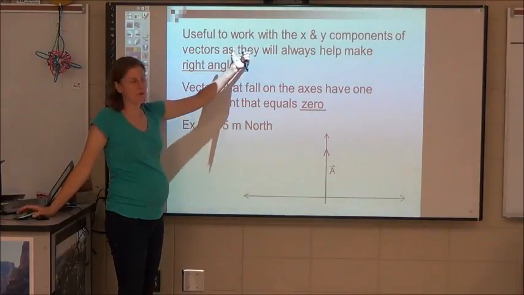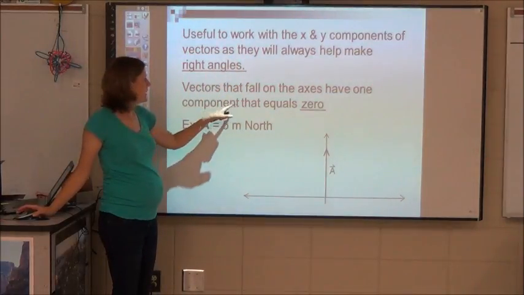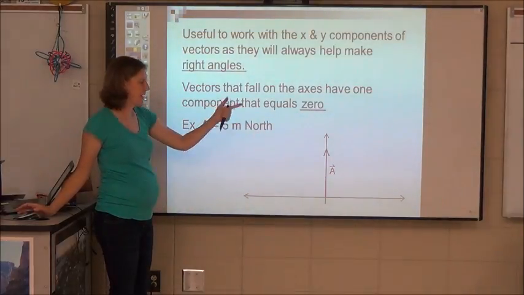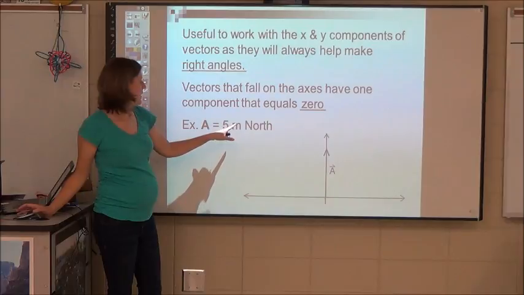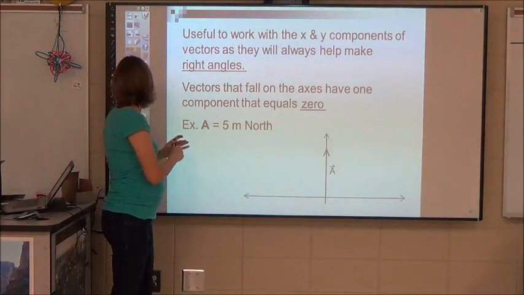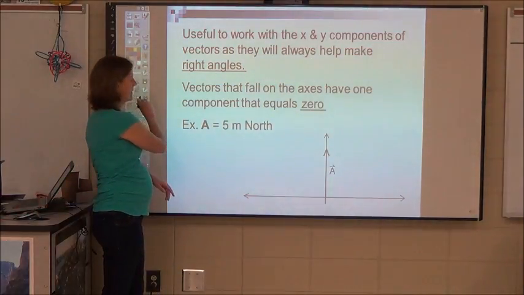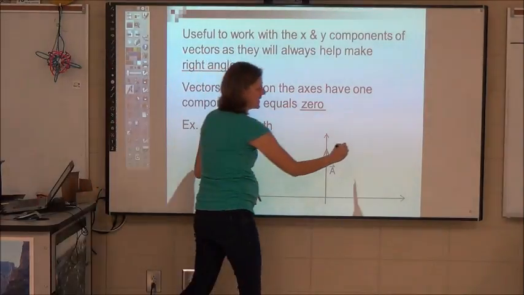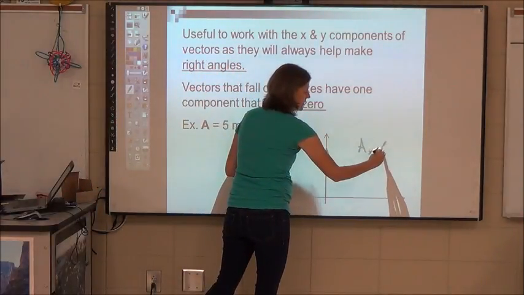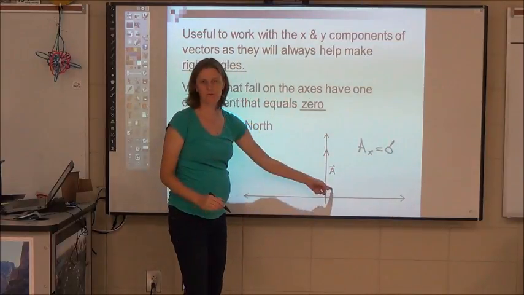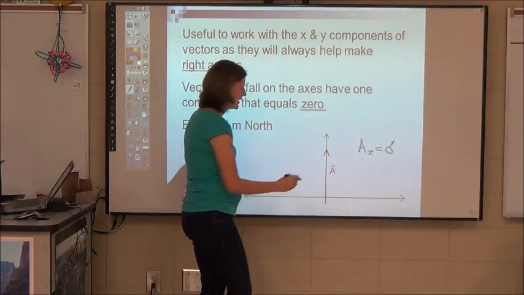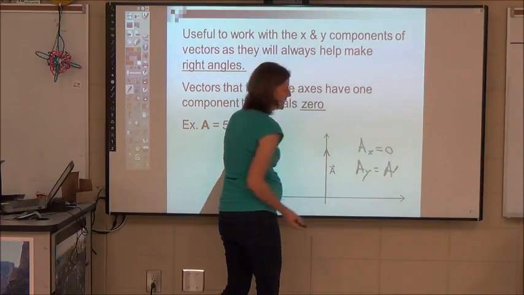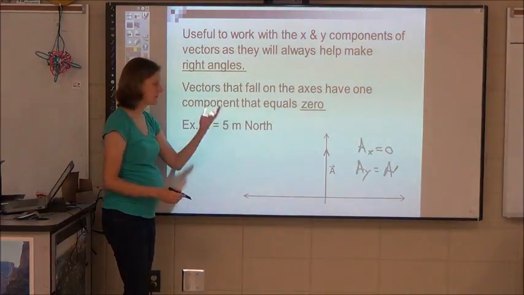So again, the x and y components are always helpful because they make right angles. It is possible you have a vector that's already north, south, east, west, something like that. We would just say here that there is no x component. Say AX equals 0, because you don't go left or right to make that vector. AY just happens to equal A, 5 meters up.